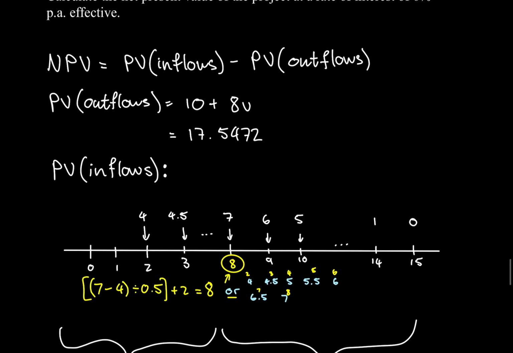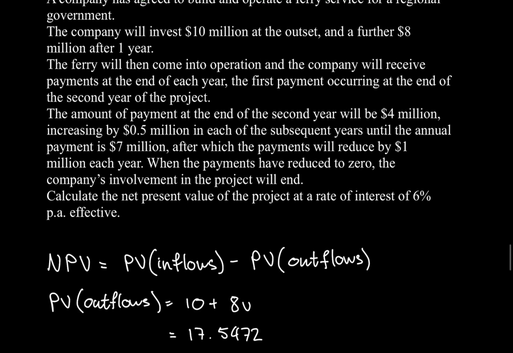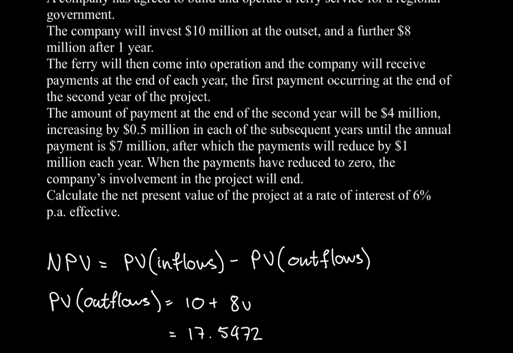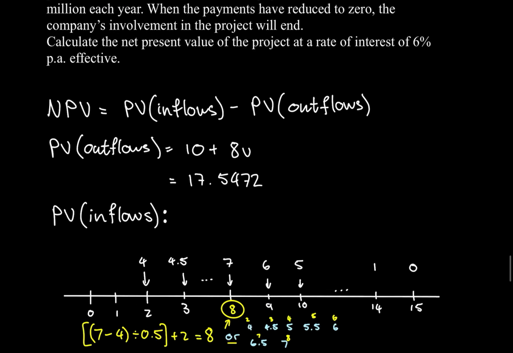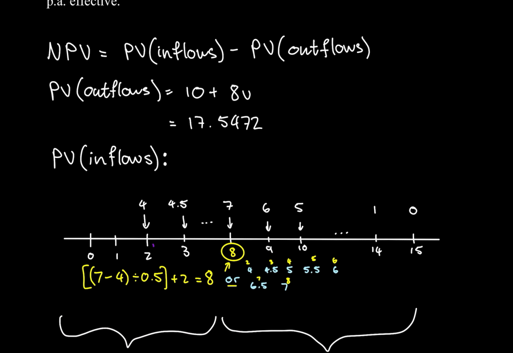Okay, now let's address the present value of the inflows. So we read here that the amount at the end of the second year will be $4 million, and that increases by $0.5 million in subsequent years until it reaches 7 million. So it starts at 4 million at the end of the second year, and it increases by 0.5 until we reach 7 million at some certain time point which we have to work out. There's 2 ways to work that out. This way is the simplest way, and because there's a few number of payments, I'd probably recommend you do it.